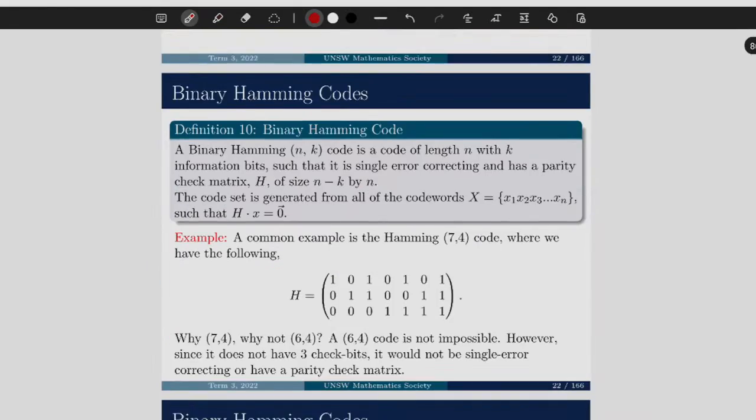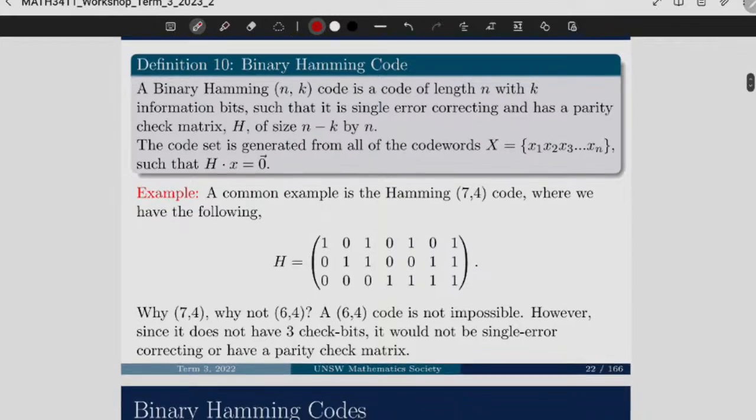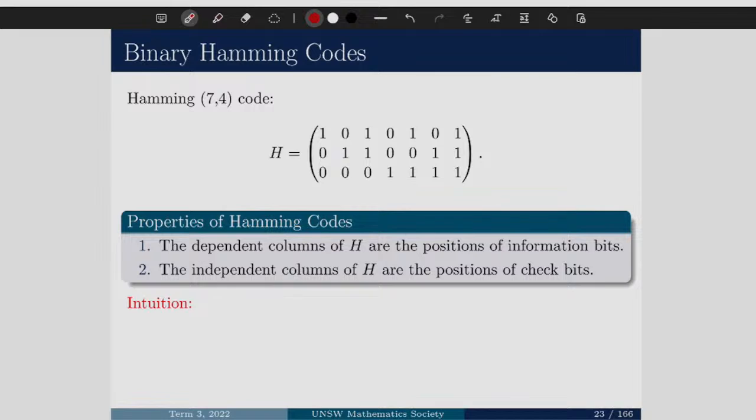Okay, and I've written that out here. Essentially the same thing that I've just said, right? Okay. So Hamming 7-4 code, still given here, but a property of the Hamming codes is that the dependent columns are positions of the information bits. The independent columns are positions of the check bits.